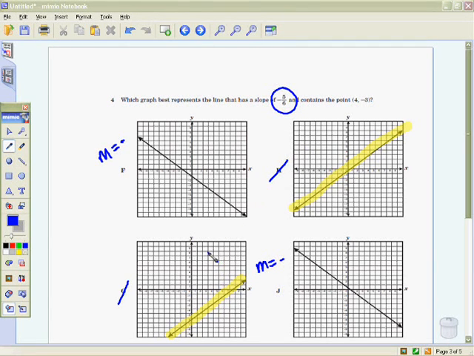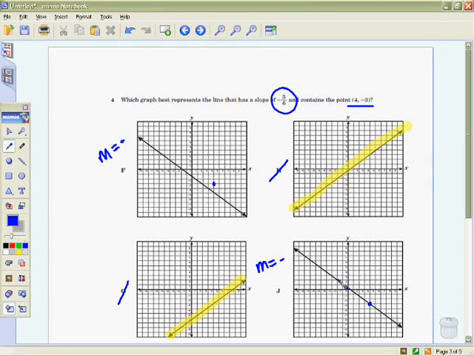So I have two choices now. Let's see if we can just get by with which one has this point, 4, negative 3. If I look over here, 1, 2, 3, 4, 1, 2, 3 down, it doesn't appear to be on that line. Let's check over here, 1, 2, 3, 4, 1, 2, 3 down. It's on this line. This line has a negative slope and it has that point.